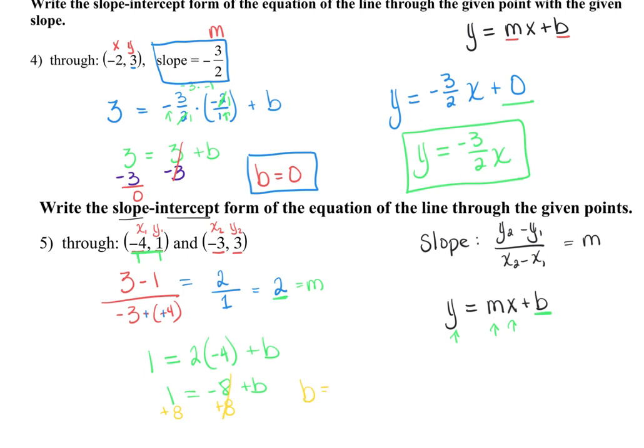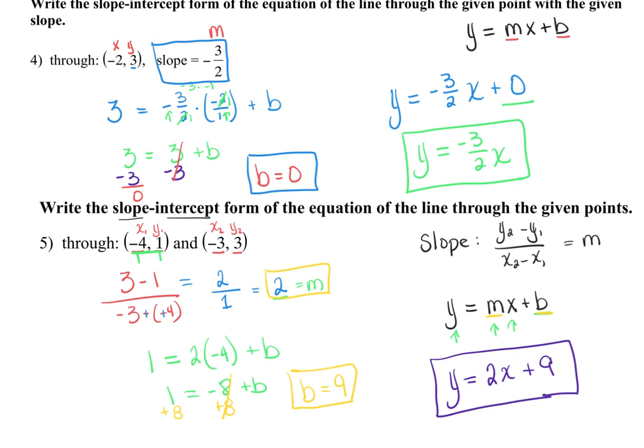So b equals 9. Now we know our m, we know our b, and we're going to go back and plug in our m and our b to get our slope-intercept form of this equation. So y equals m, which was 2, x plus our b, which was 9. And that is our slope-intercept form of this equation.